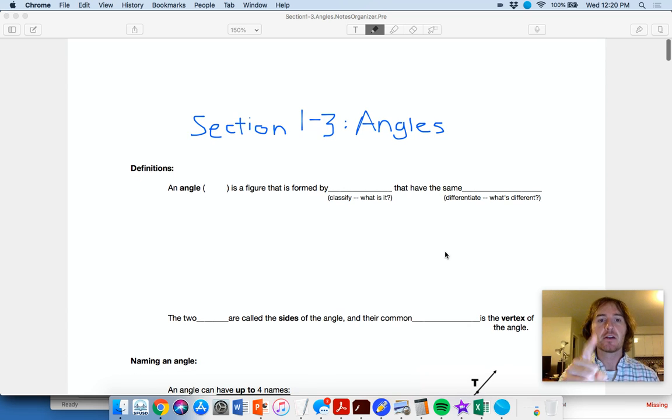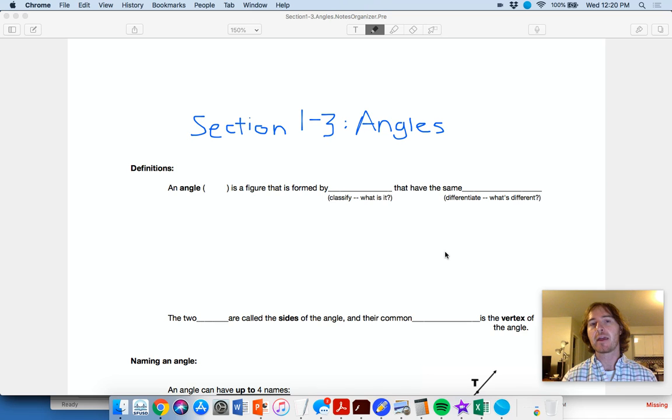We're going to start with some definitions, talk about exactly what an angle is and what some parts of angles are. Secondly, we're going to talk about naming an angle. There is a naming convention that you need to be aware of, how angles get named, and what inappropriate names could be. Number 3, we're going to talk about the measure of an angle.